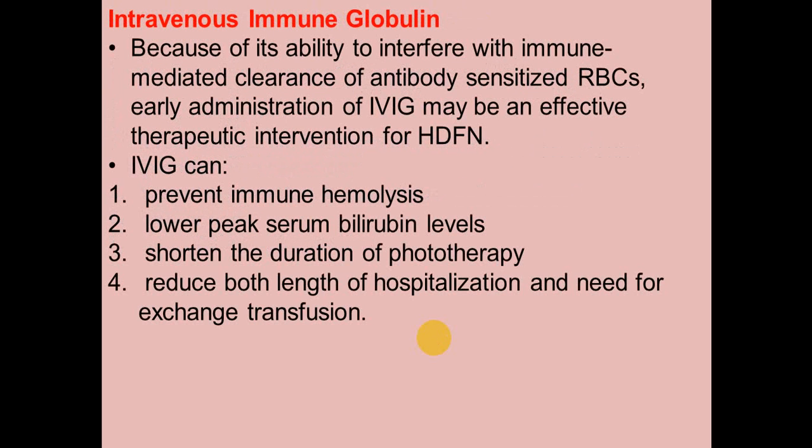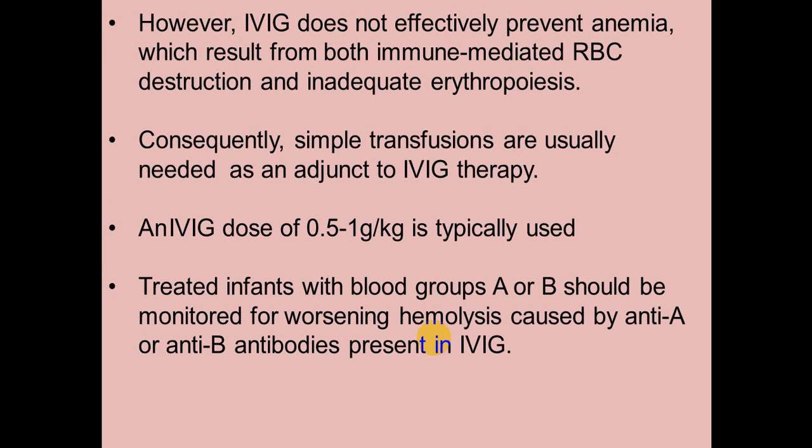Another form of treating neonatal bilirubin, lastly, they use the intravenous immunoglobulin to interfere with the immune-mediated clearance of the antibody-sensitized RBC. The early administration of intravenous immunoglobulin may be an effective therapeutic intervention. So it will prevent the immune hemolysis, it lowers the peak serum bilirubin level, and shortens the duration of phototherapy. It reduces both the length of hospitalization and the need for exchange transfusion.